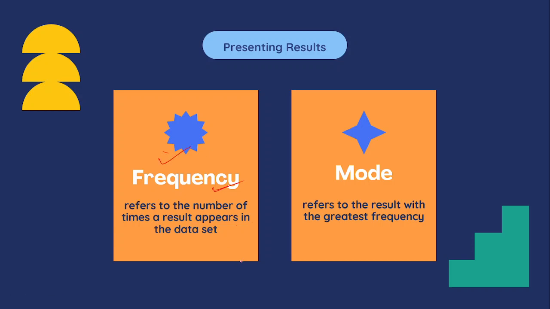And the most occurring data is called the mode. In terms of frequency, it refers to the result with the greatest frequency. Greatest frequency means the most occurring data. It means the data which comes again and again. So the most occurring data is the mode.